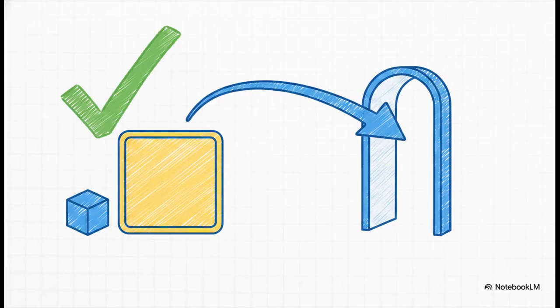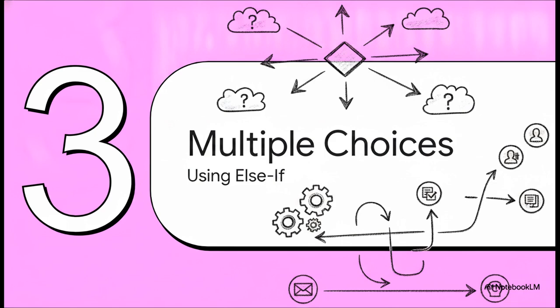Let's actually see one of those in action. Here we've got an integer variable, x, and we've set it to the number 7. Then we hit our if statement. The program asks itself, is x less than 42? Well, since 7 is obviously less than 42, this condition evaluates to true. So the computer seamlessly steps into that block of code inside the curly braces and executes whatever instructions we've put in there. All right, Section 3, multiple choices using else if.